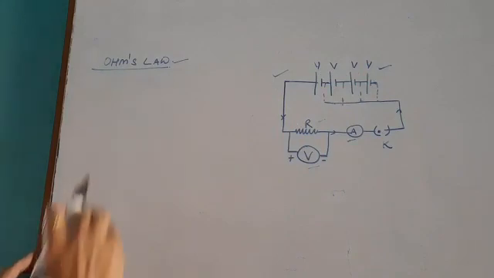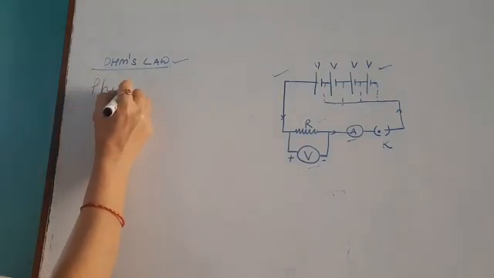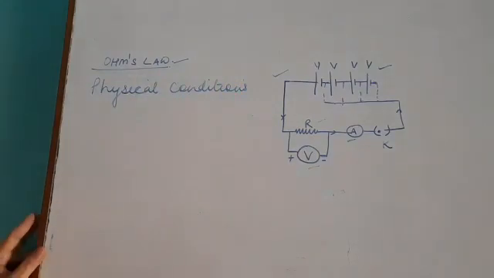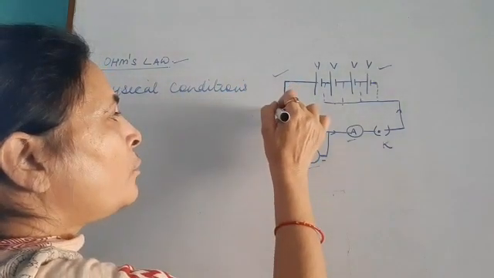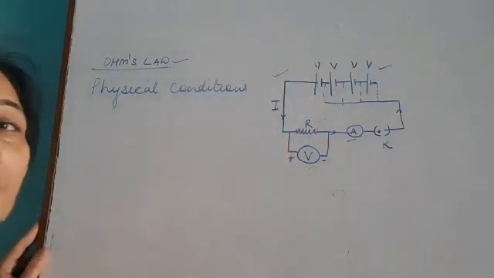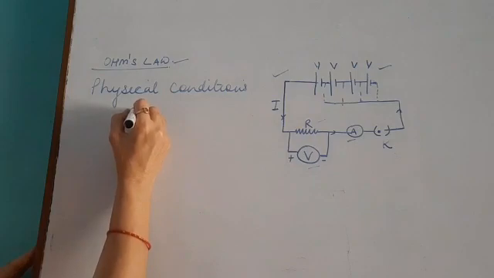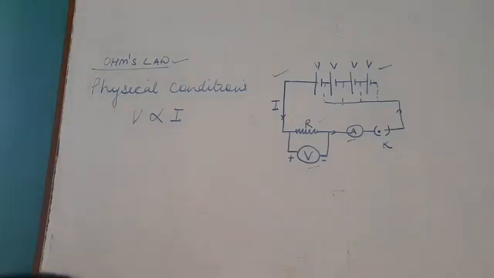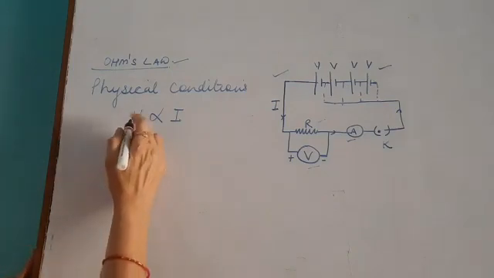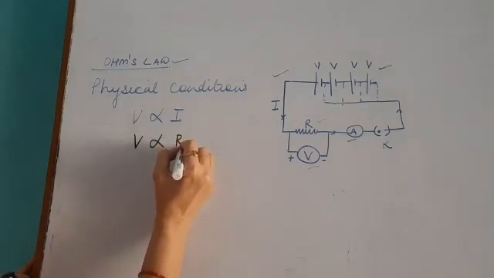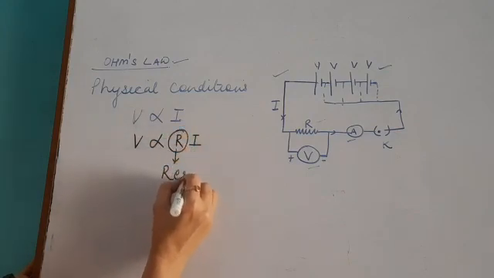Now what does it state? See, it states that physical conditions remaining same, whatever current is going to flow in the circuit is seen to be directly proportional to V. That is, V is directly proportional to I. When you remove the proportionality sign, you'll get a constant R. This R is known as resistance.